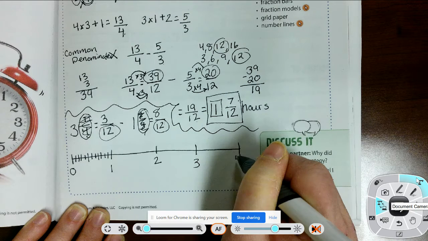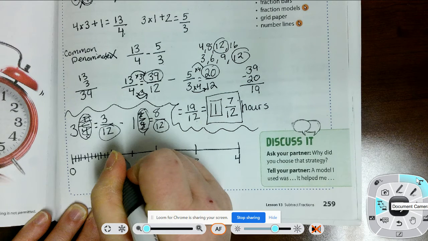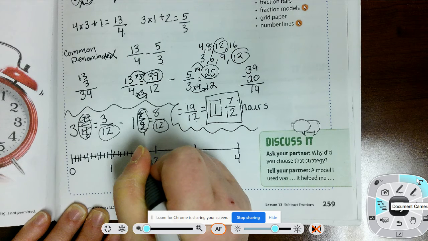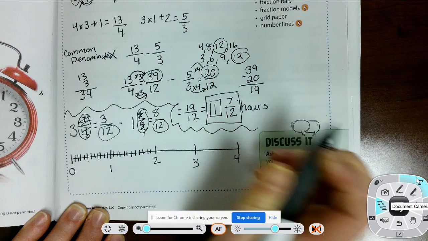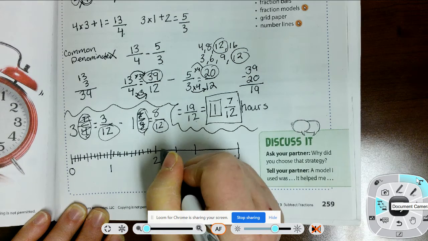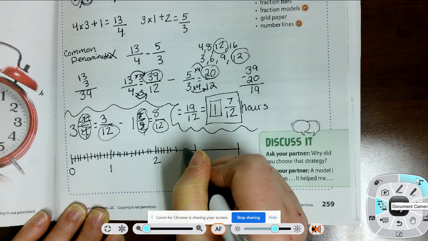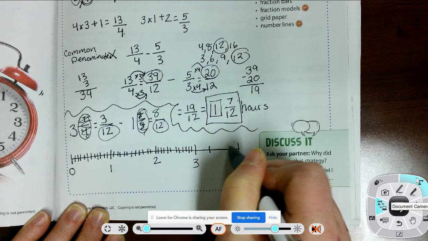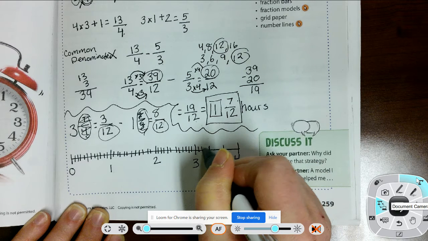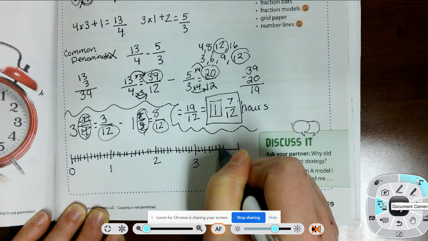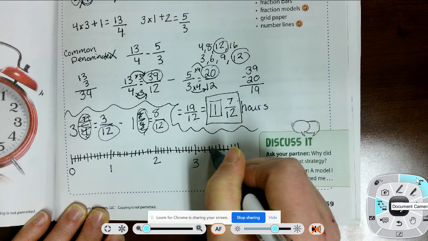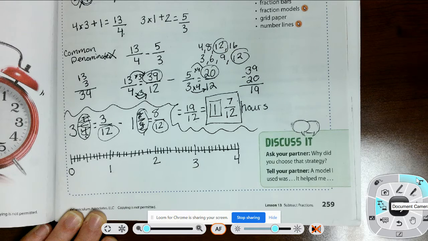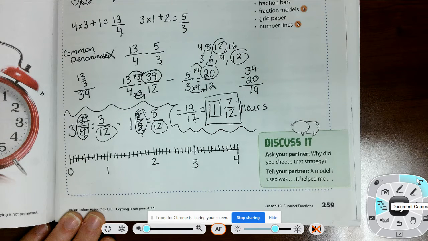I need to do that for all of these. There's 12 there. 12 there. 12 there. Okay, now that they're in 12s, I can make where my mark is.